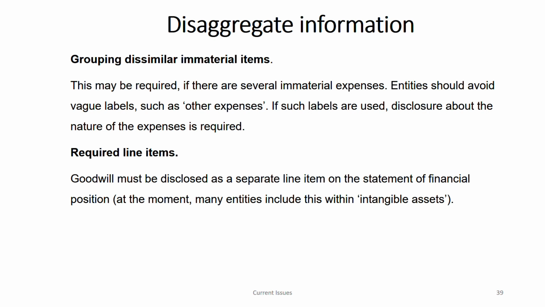What is it? One is goodwill. Goodwill, you do not put it under intangible assets, even though goodwill is an intangible asset. You show it separately on the statement of financial position. You have to show it separately.